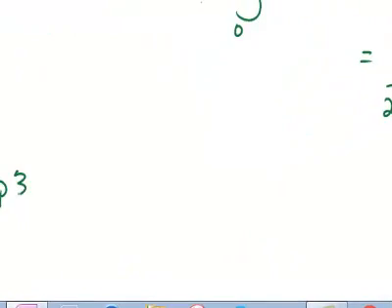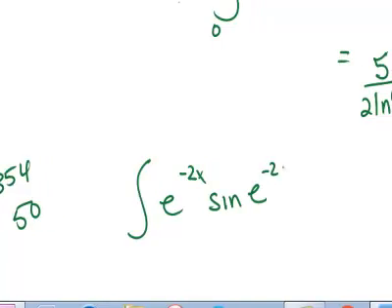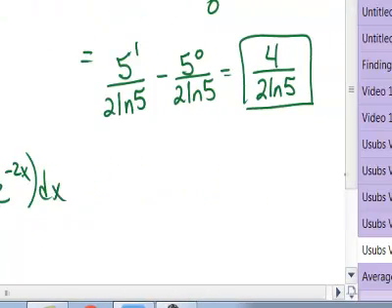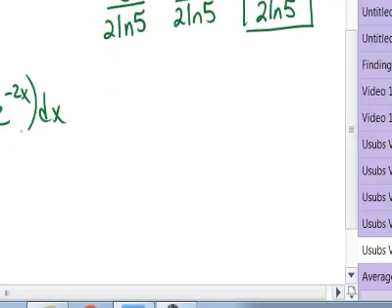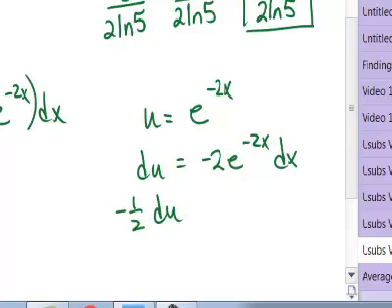On page 354, here was a fun problem I found, number 50. And this time it is an integral without bounds, e to the negative 2x sine of e to the negative 2x dx. And this one might be a little tricky in the beginning to determine what you should pick, and so we're going to go ahead and pick u to be e to the negative 2x, the argument of the sine. That makes du, with the chain rule, negative 2 e to the negative 2x, or negative 1/2 du, oops, left my dx off, equals e to the negative 2x dx.